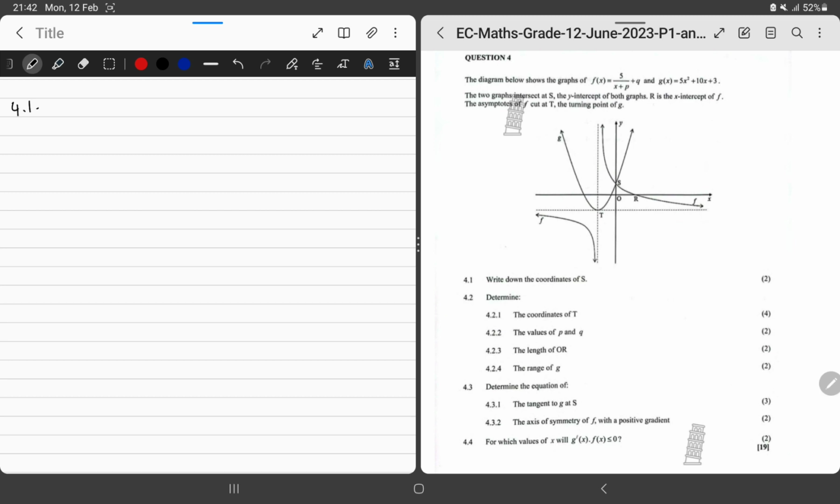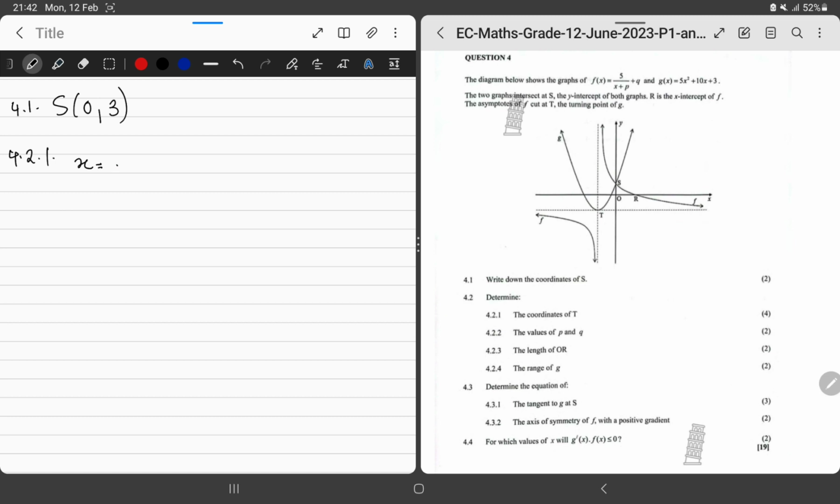4.1. Write down the coordinates of S. So S is the y-intercept of g. The coordinates there should be (0; 3). 4.2.1. Determine the coordinates of T. I am told that T is the turning point of g.